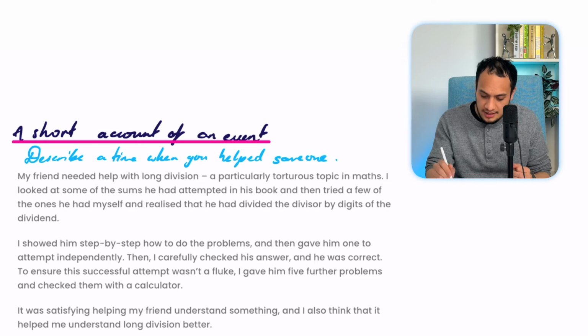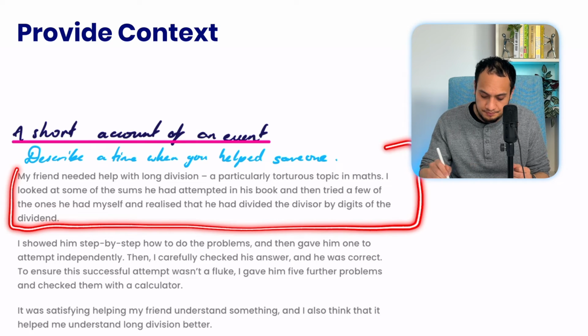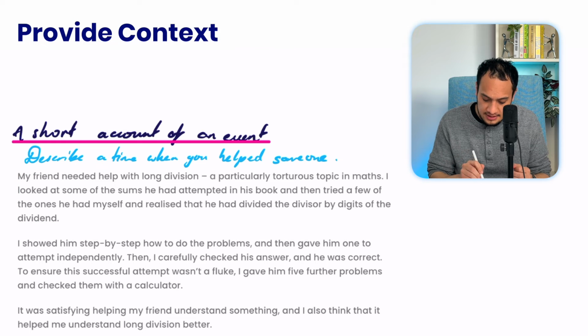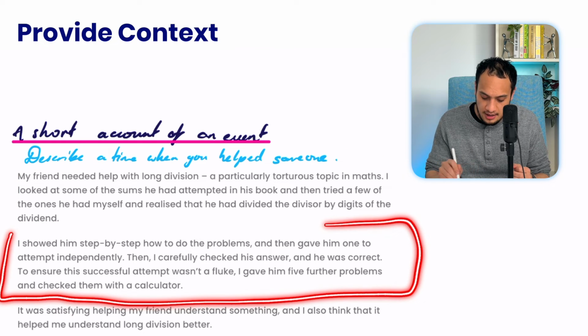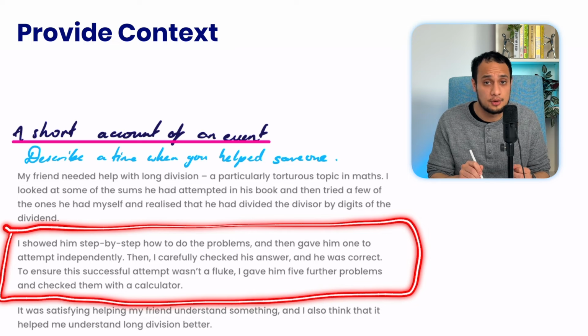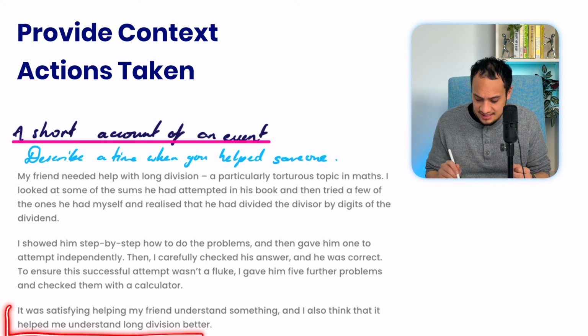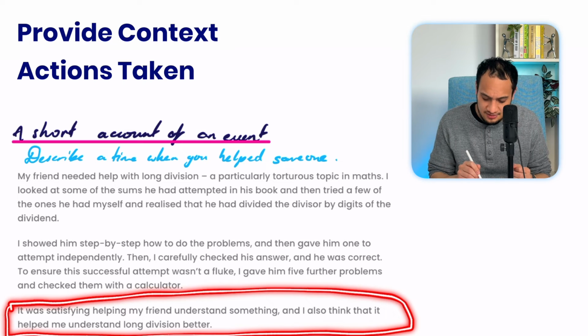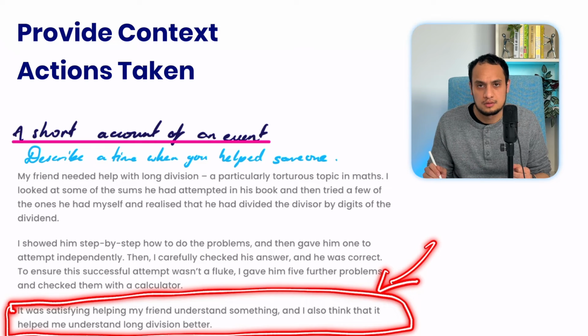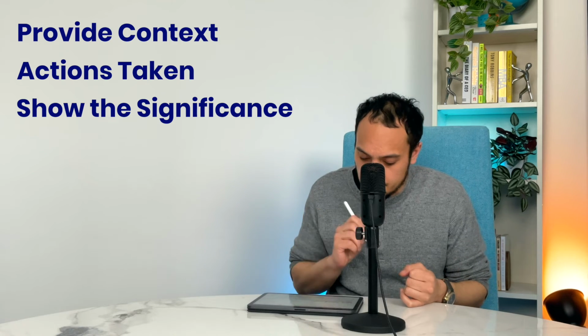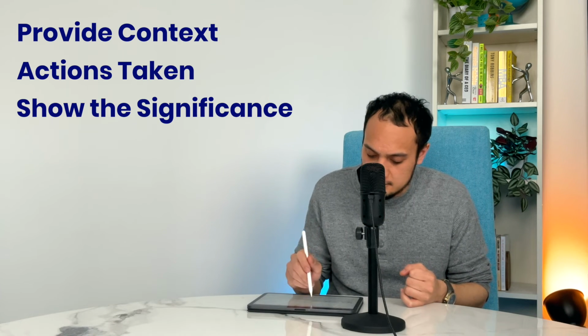So let's break down what this answer does well. Like I said, the first paragraph I'm sort of providing the context a little bit. What was the problem? Then I went into how I helped him out, my actions that I took to help him. Then I've actually reflected on the event, showing the significance of it to him and to me. So that's how I'd generally do that.